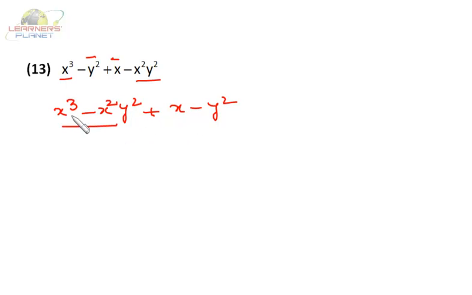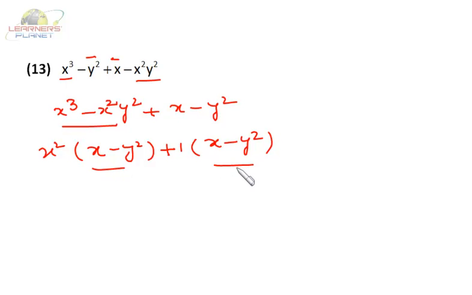Now from these two I can take x square as common. X cube by x square I am getting x, and x square y square divided by x square I'll be getting y square. From these two only one can be taken as common, so don't forget to write it over here. It's x minus y square. Now x minus y square is common between the two, so I can take that as common. Now if this term is divided by x minus y square, we will be getting x square, and if this term is divided by x minus y square, we will be getting 1. So we got the factors like this. Okay.